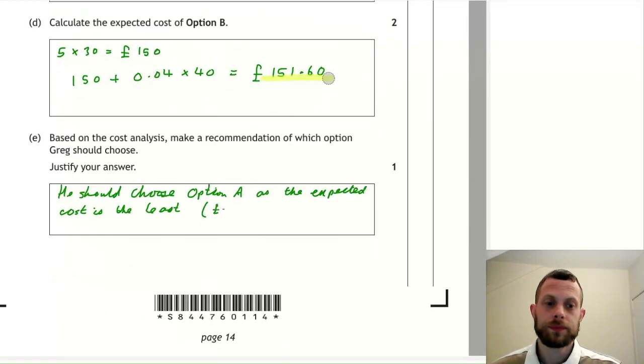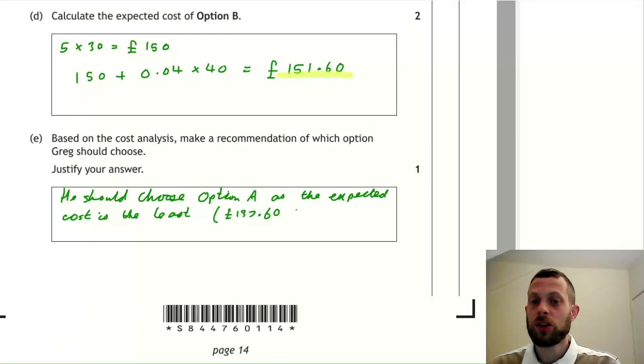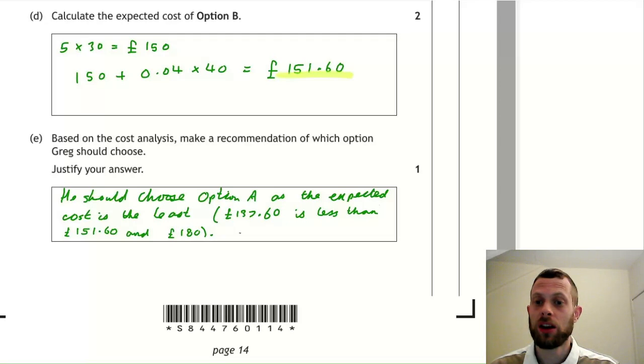And I never know whether you need to explicitly compare the numbers, but it never does any harm. So you say that the £137.60 is less than the £151.60 and also the £180. And then you're absolutely clear that you've compared the numbers and haven't just made a lucky guess.